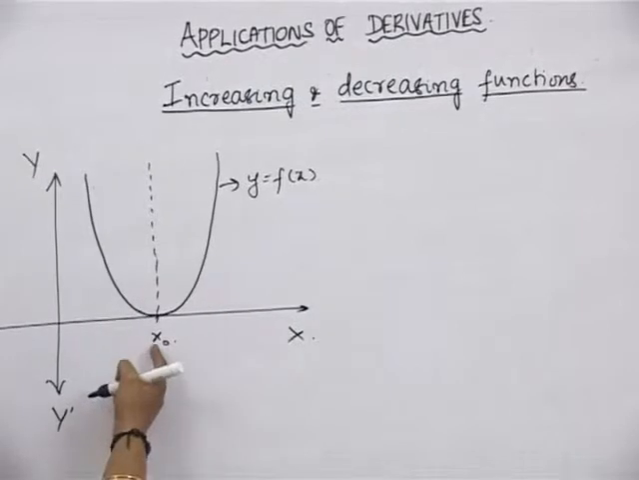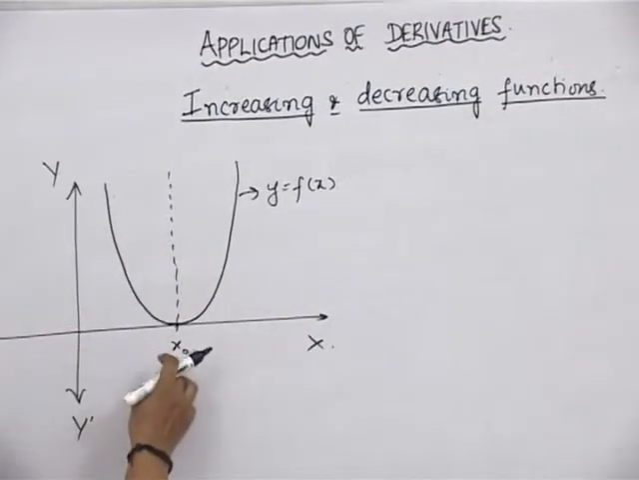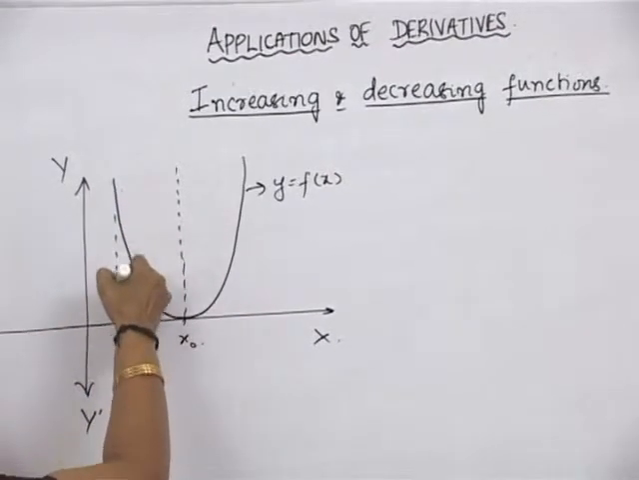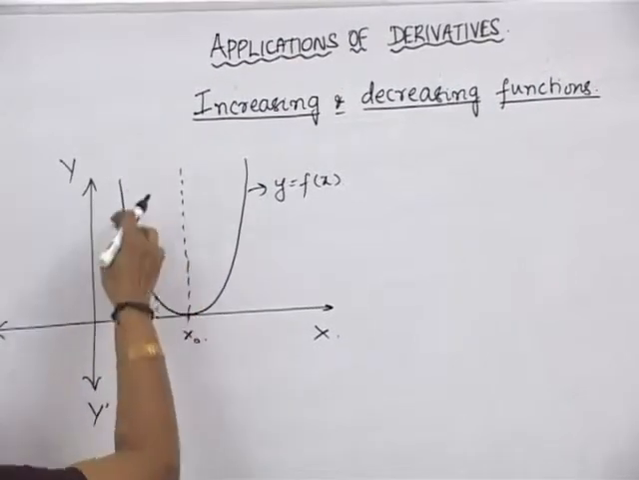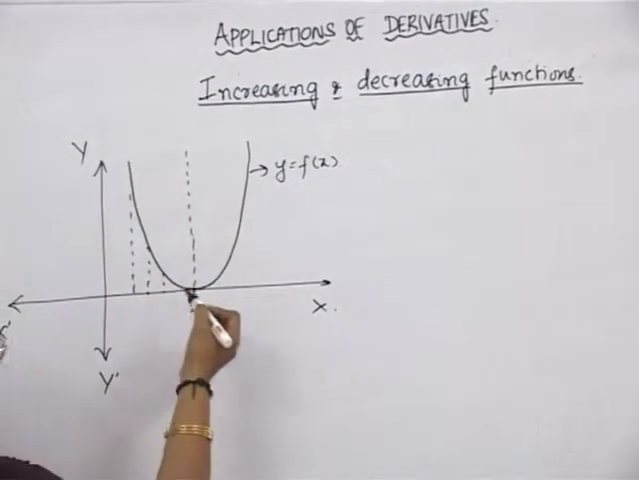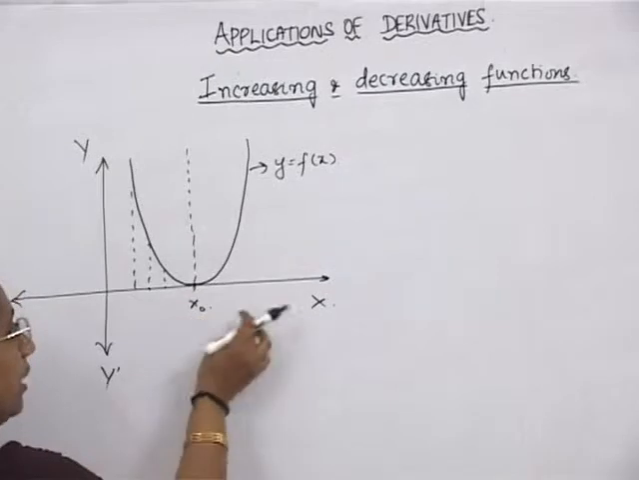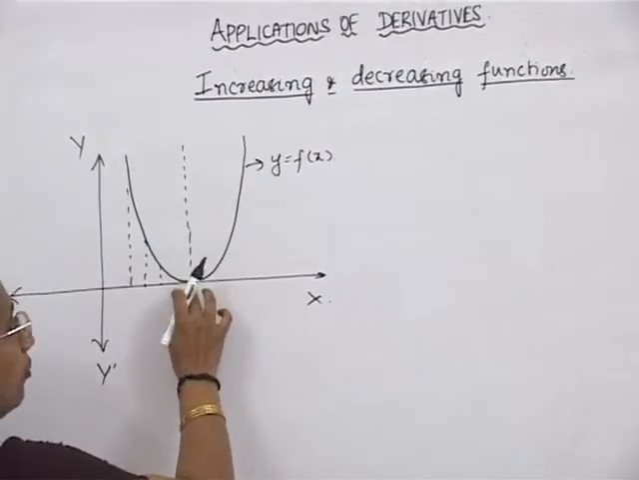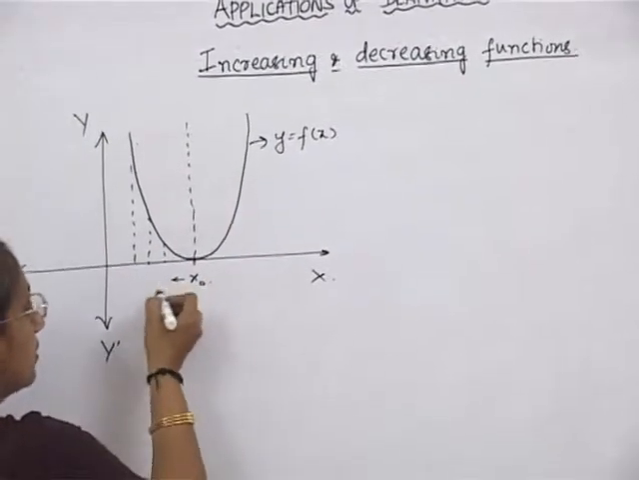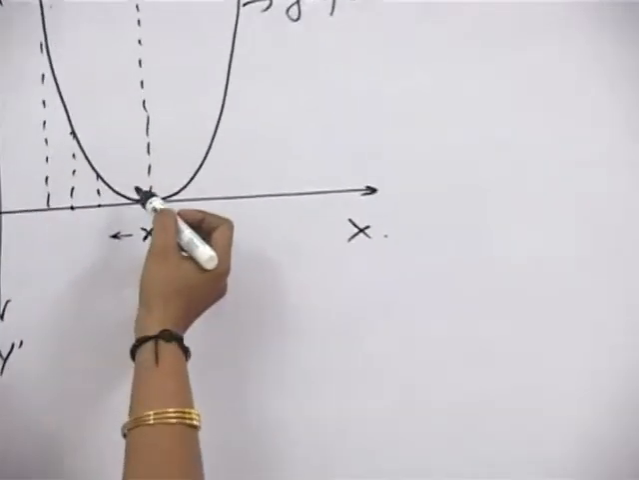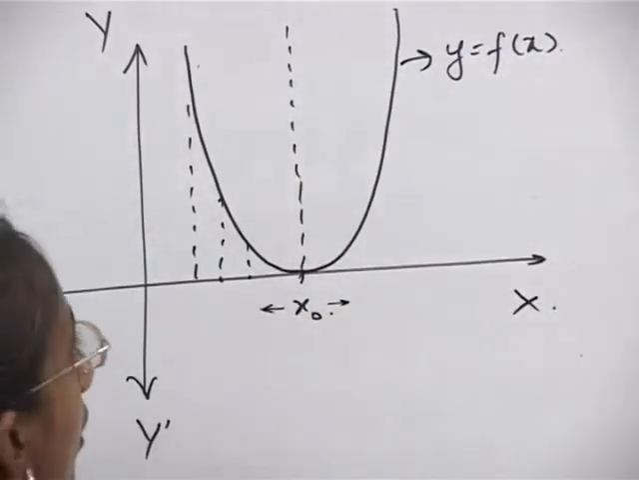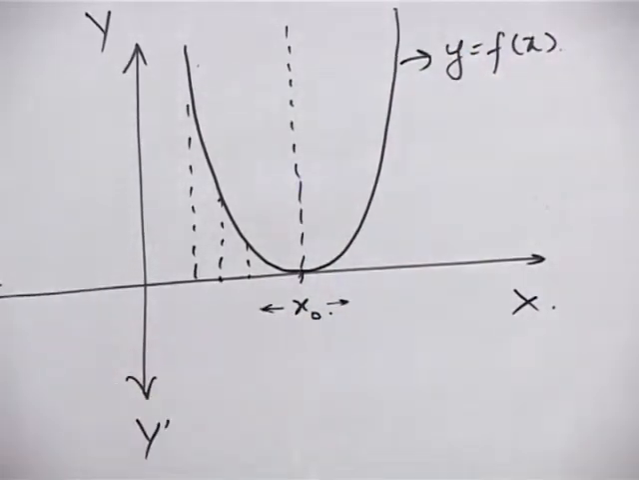Now what happens to the function to the left of x naught? The function is continuously decreasing, that is, if you consider the height of this function, it continuously decreases as you move towards the left of x naught. So it keeps decreasing and comes to 0 at this point. Similarly, to the right of x naught, as we move from left to right, the function keeps increasing. So for values of x less than x naught, the function is a decreasing function, whereas for values of x greater than x naught, the function is an increasing function. Now this is what increasing and decreasing function is going to mean.